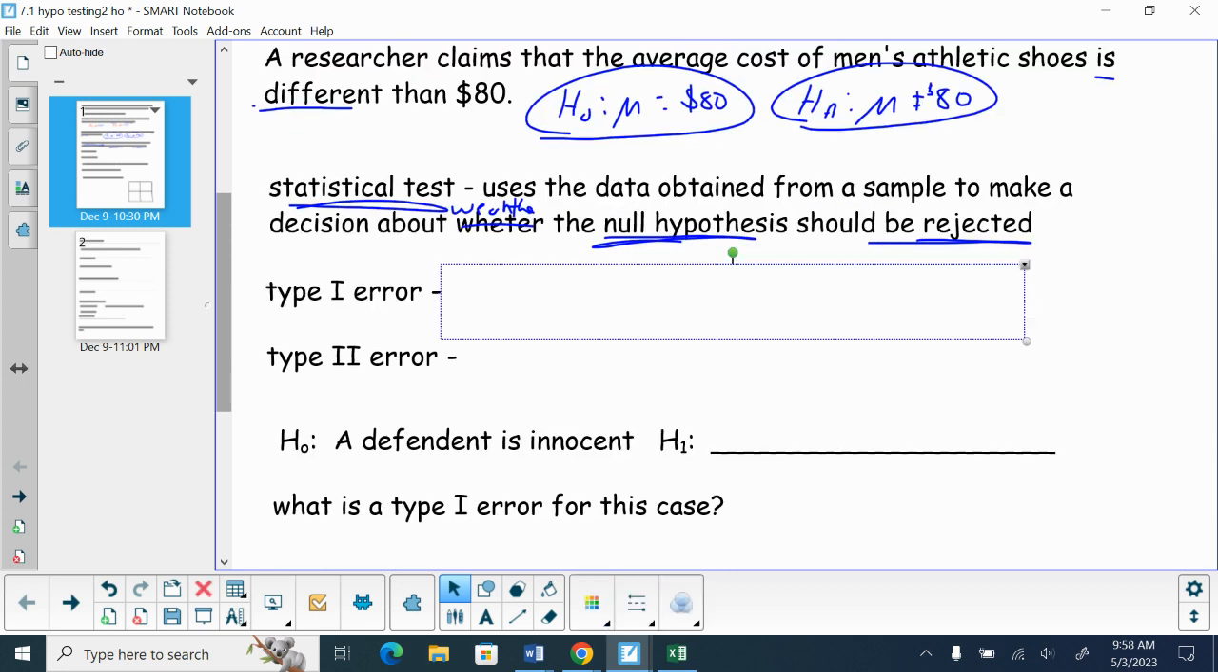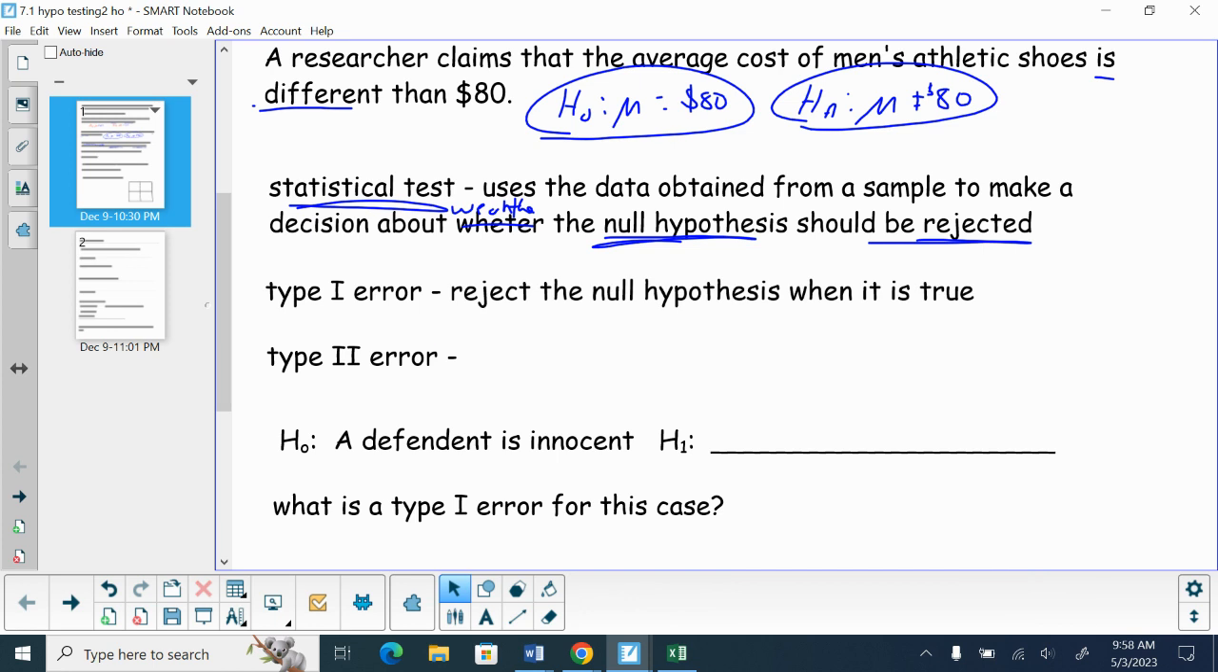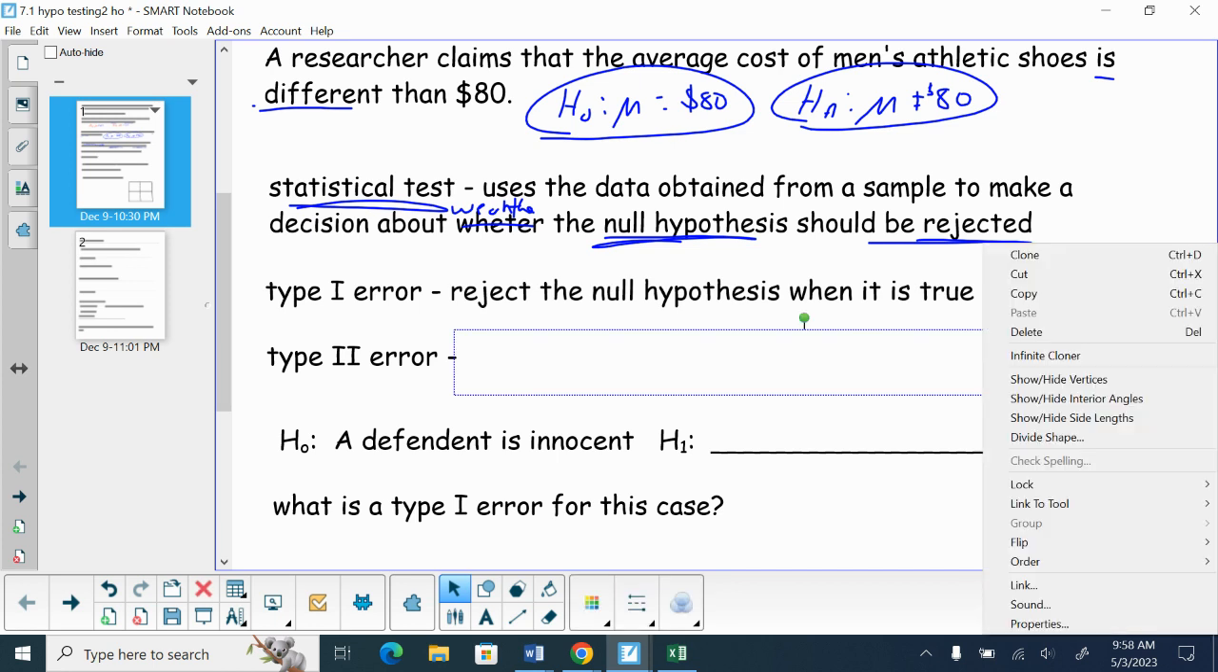We have two types of errors that we will be dealing with. We have a type 1 error.